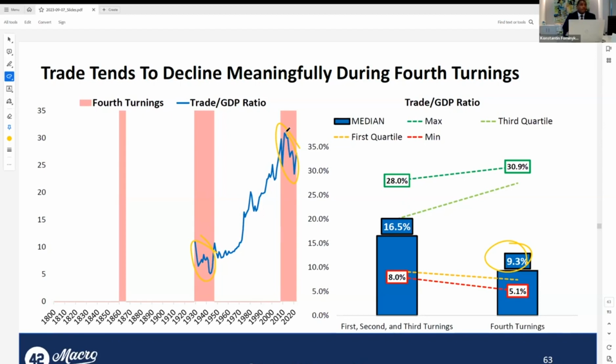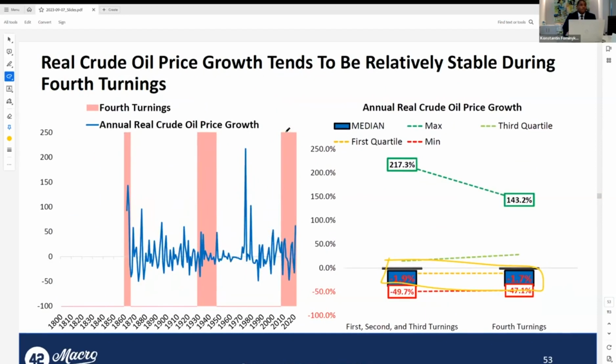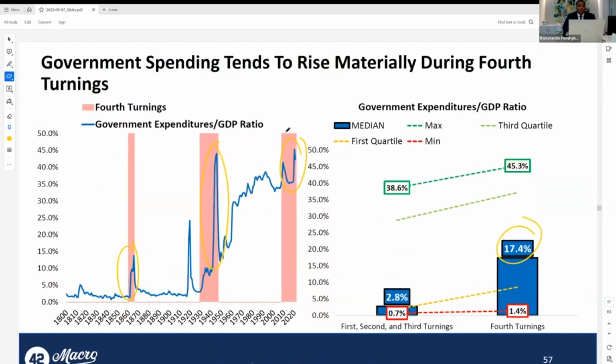Where's commodities in this picture? Gotcha. And which commodities? I looked here on slide 53. We analyzed the real annual change in the real crude oil price. Sorry, agricultural commodities? We don't actually look at those. What about gold? Gold, we have the dollar's value versus gold, the inverse of that.